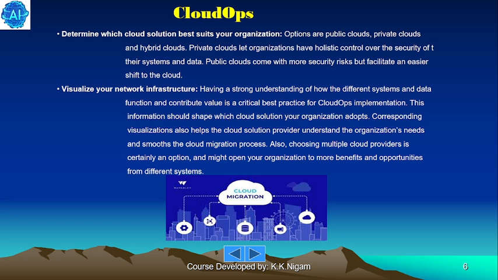Visualize your network infrastructure, that is, having a strong understanding of how the different systems and data function and contribute value is a critical best practice for CloudOps implementation. This information should shape which cloud solution your organization adopts. Visualization also helps the cloud solution provider understand the organization's needs and smooth the cloud migration process. Also, choosing multiple cloud providers is certainly an option and might open your organization to more benefits and opportunities from different systems.